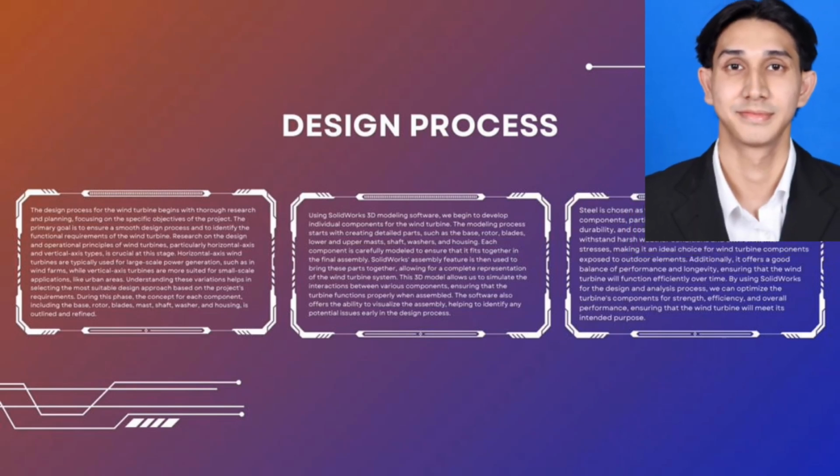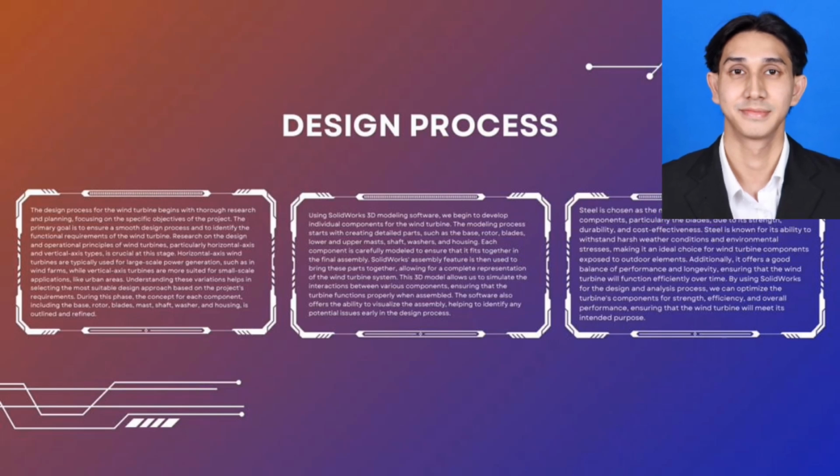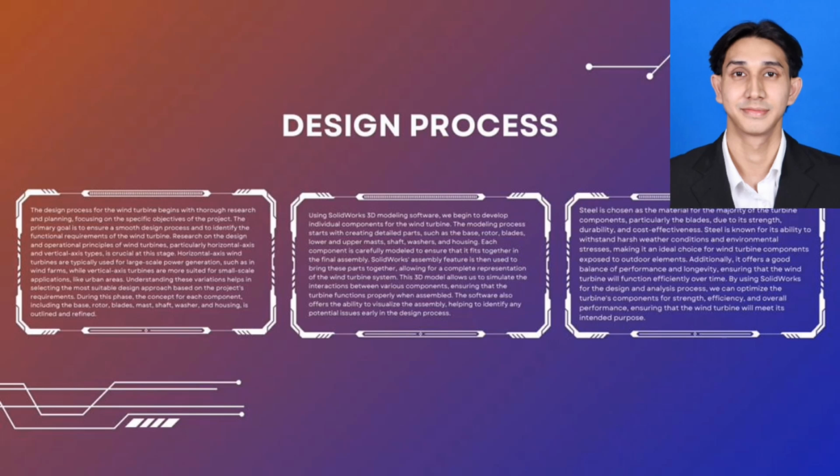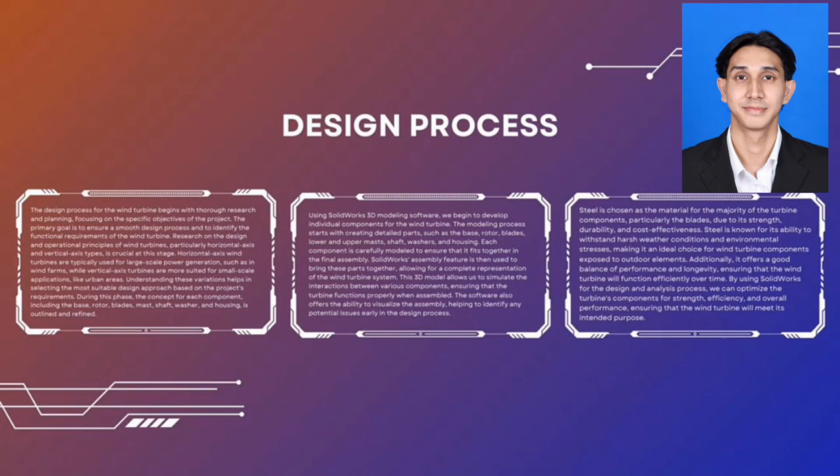Design process. The design process for the wind turbine begins with thorough research and planning, focusing on the specific objective of the project. The primary goal is to ensure a smooth design process and to identify the functional requirements of the wind turbine. Research on the design and operational principles of wind turbines, particularly horizontal axis and vertical axis types, is crucial at this stage. Horizontal axis wind turbines are typically used for large-scale power generation, such as in wind farms, while vertical axis turbines are more suited for small-scale applications like urban areas.